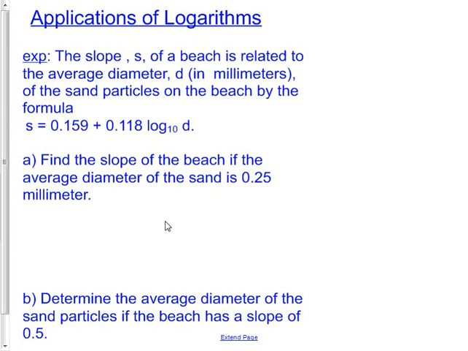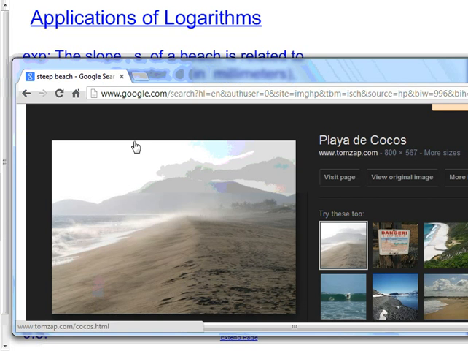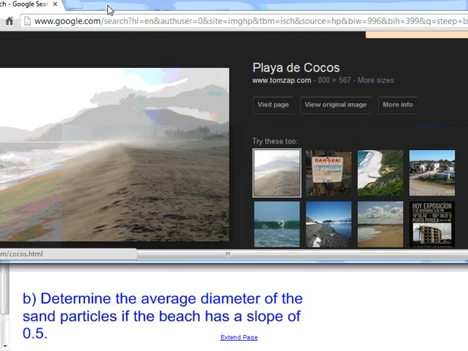Okay, so today we are talking about applications of logarithms. Your problems are going to be both really difficult math, like problems involving log. They look really scary, but since you have a calculator, they're pretty easy. And then there's application problems. One of the application problems is about how steep a beach is.